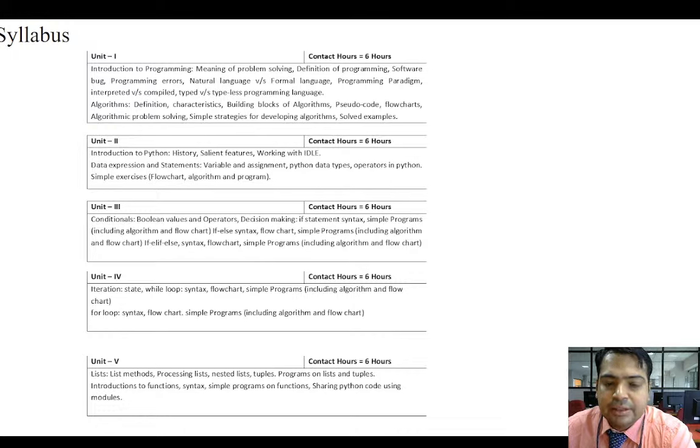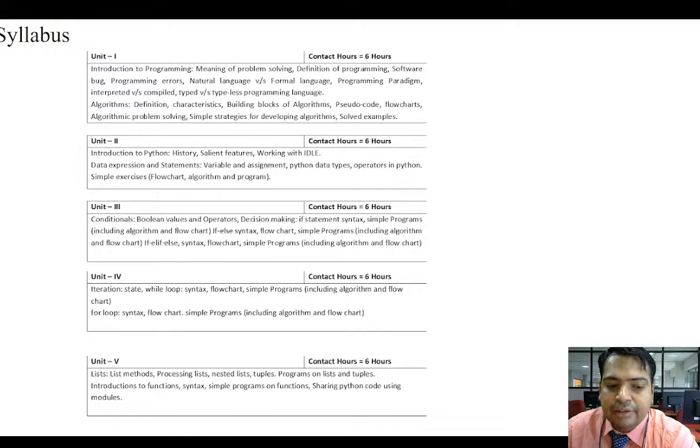Then we are going to explain variables, assignments, keywords, data types, and operators that we use in Python, and simple programs like finding the area of a circle or volume of a cuboid. Like that, we are going to do some small programs in order to make you well versed with the basics of programming language. In unit number 3, we are going to study decision making, that is if else, all this type. And after that, we are also going to teach you about iterations or looping.